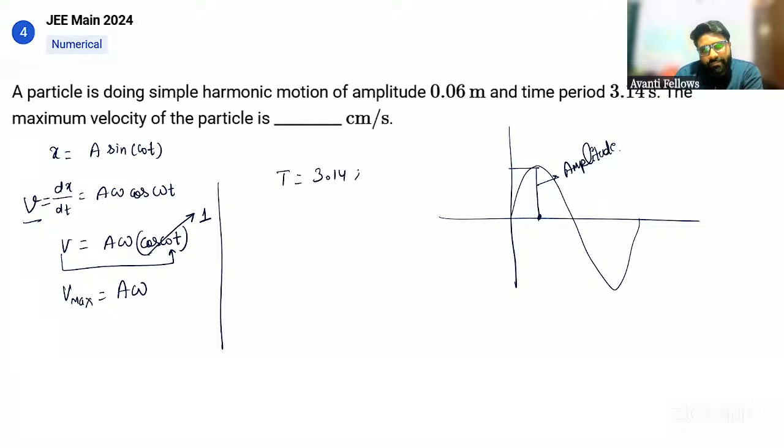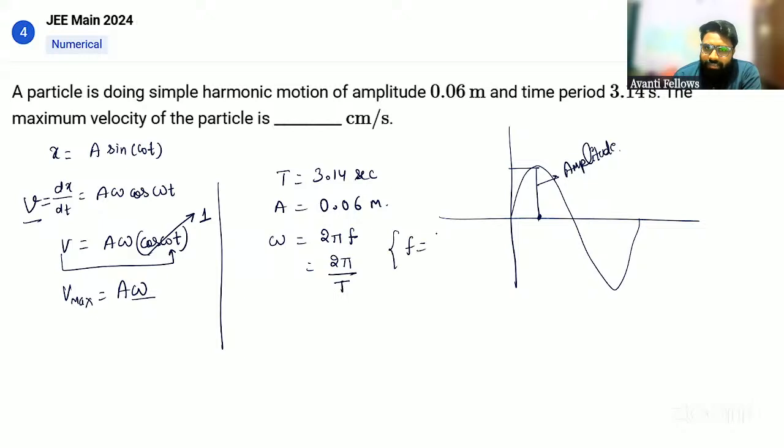which is 3.14 second, and amplitude is given 0.06 meter. Now how to find omega? Omega is nothing but 2 pi into f. F is nothing but frequency. So it will be written as 2 pi by capital T, because f को we can write 1 upon T.